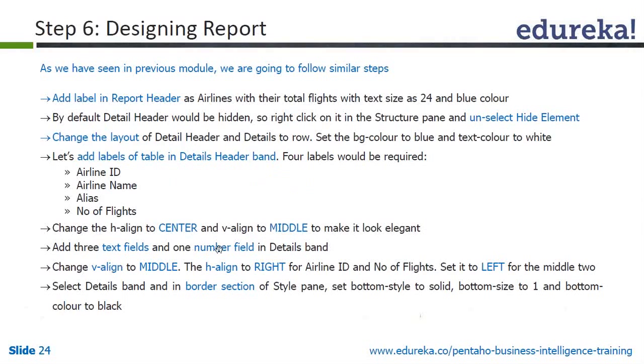Now these are alignment related settings. In general, if you're working on a report, these are a few very basic things, but in my career I have seen people repeat the mistakes. If it is numeric, it has to be right aligned. If it is text, it should be left aligned.